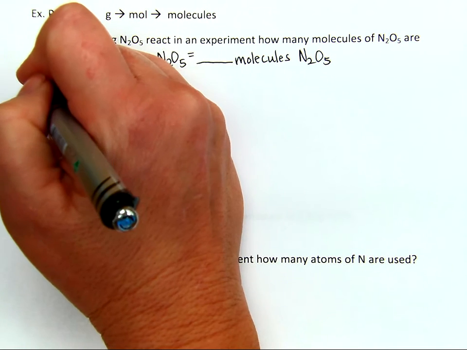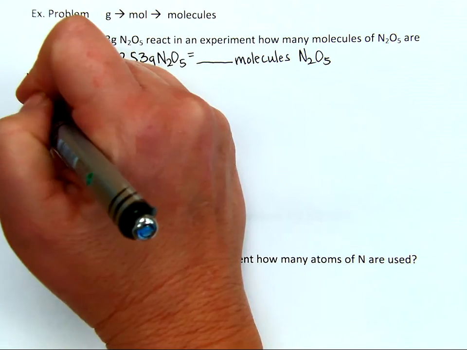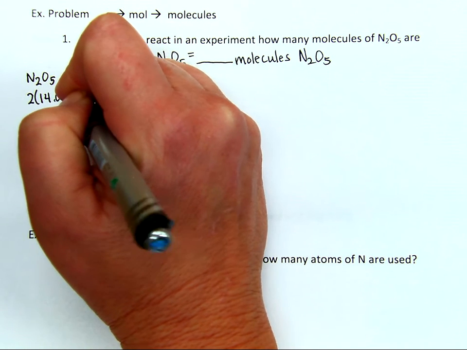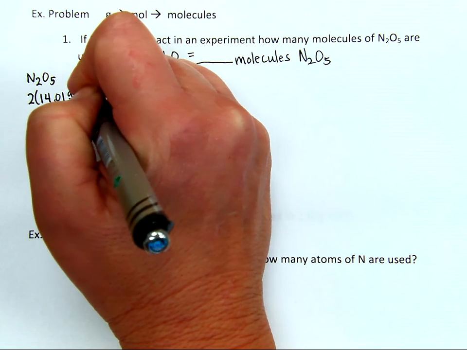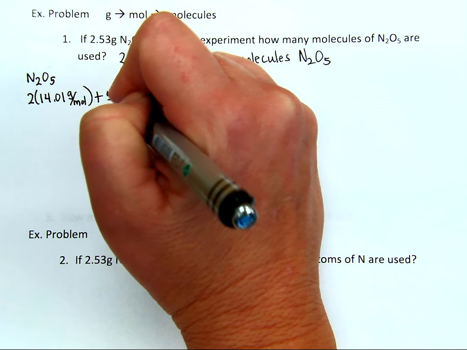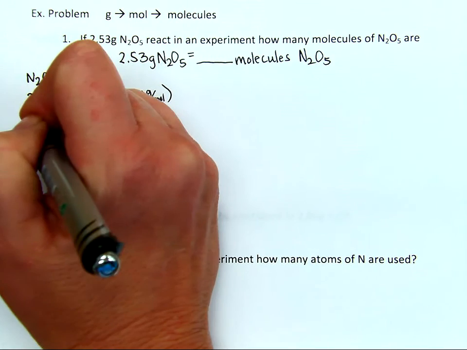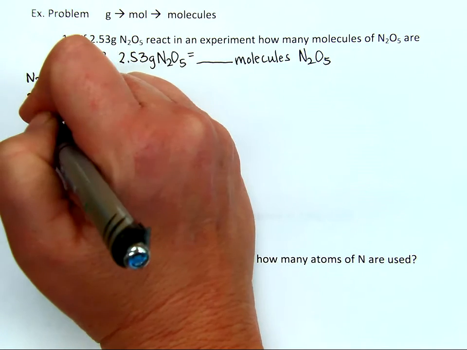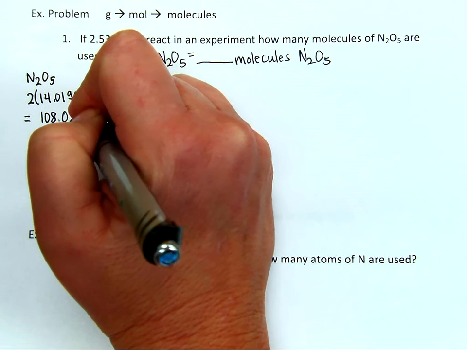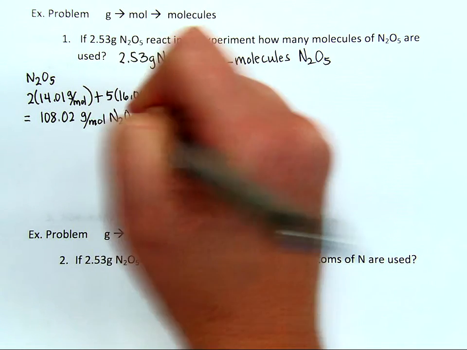So over here to the side, I'm going to write N2O5, and underneath it I will show how to calculate its molar mass. All problems involving molar mass that has to be calculated, you have to show the molar mass. You got to show me how you get it. So 5 times 16.00 grams per mole, and that is going to equal 108.02 grams per mole, and that's again N2O5.